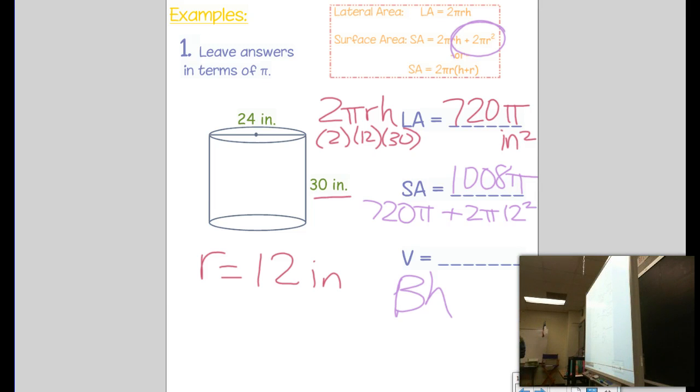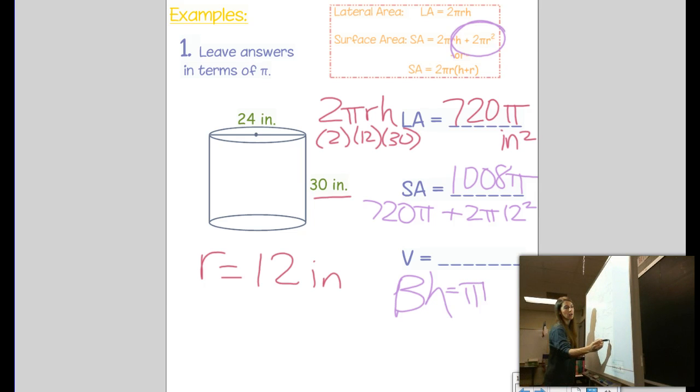Base times height. Can we just do 24 times 30? Wait a minute. Volume, base times height. What's the base? There's no base. I don't know. There's two of them. There's a circle. The base is a circle. How do you find the area of a circle? Radius.